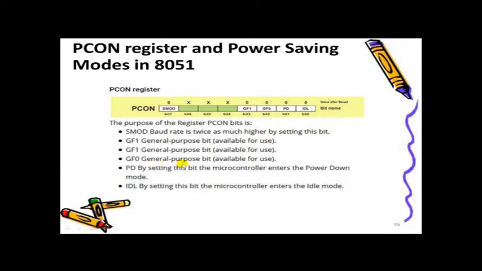GF0 is a general purpose bit available for use. PD: by setting this bit the microcontroller enters the power down mode. IDL: by setting this bit the microcontroller enters the idle mode. So each bit has a significant operation.